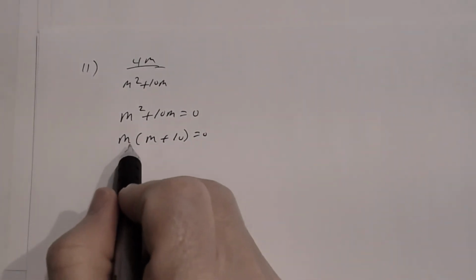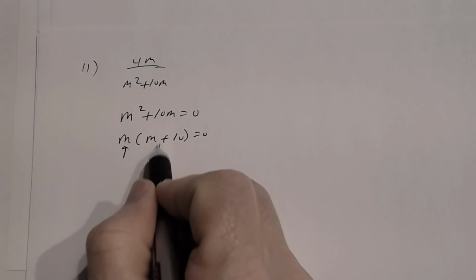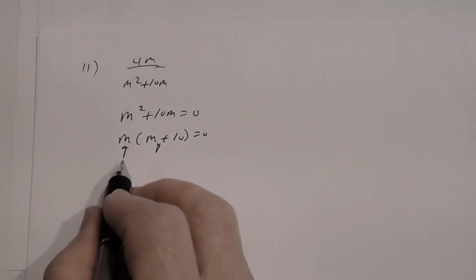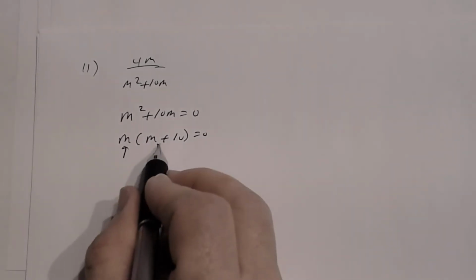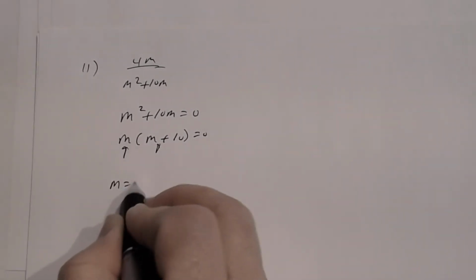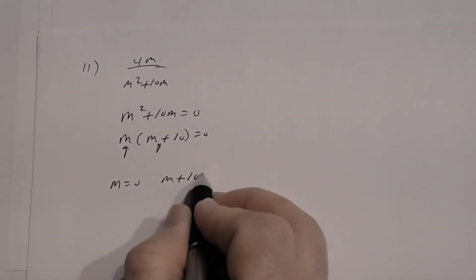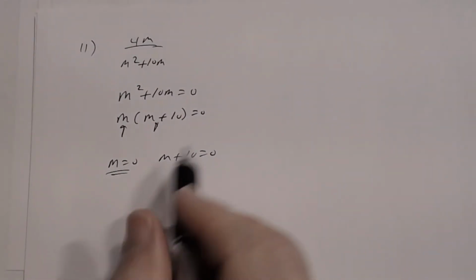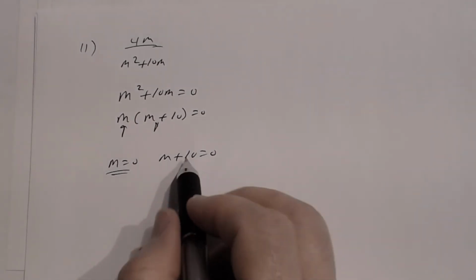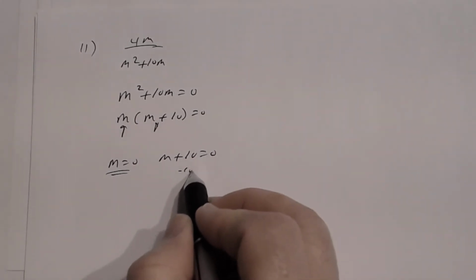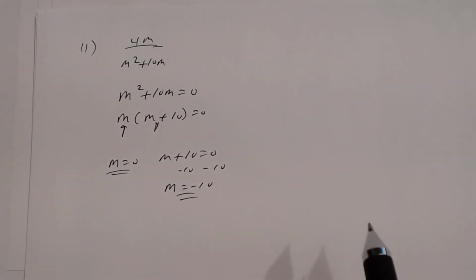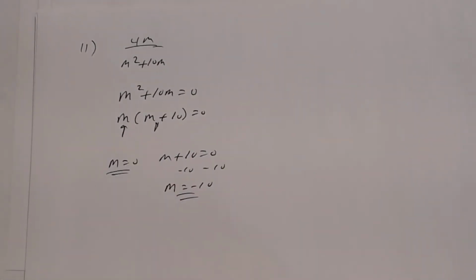Notice that I have a product of factors, and that product is 0. So the zero factor property says that either this one's 0 or this one's 0. So m equals 0, or m plus 10 equals 0, and you just solve for m. Well, m's already by itself here. Over here, if m plus 10 is equal to 0, to get m by itself, I'm going to subtract 10 from both sides. So I get m to be negative 10. So those are your 2 values of m for which this rational expression is undefined.